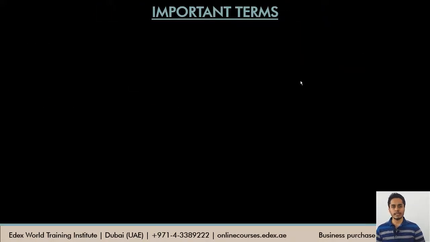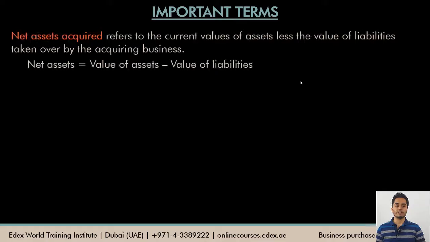So first understand the terms that I'm going to discuss with you. The first term is the net assets acquired. See, when a business is purchasing the other business, there is an agreement that the first company decides to acquire certain assets and liabilities of the target company. The first company might decide to acquire all the assets and liabilities, or it might decide to acquire only selected assets and liabilities of the company. So the net assets would be the total value of the assets that the company has agreed to acquire minus the total value of liabilities that the company has agreed to take over or acquire.